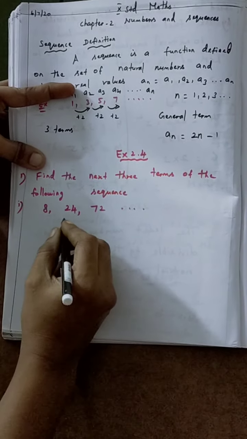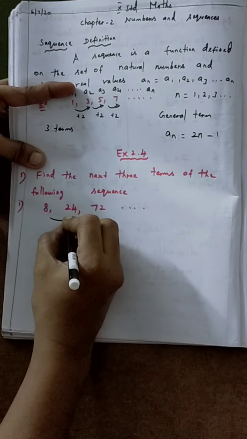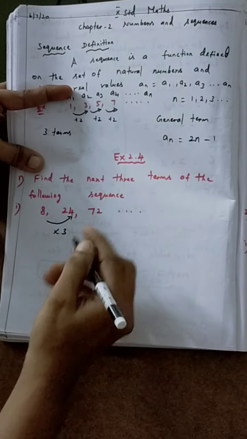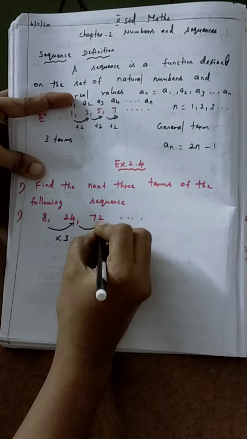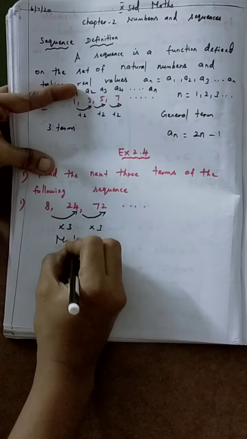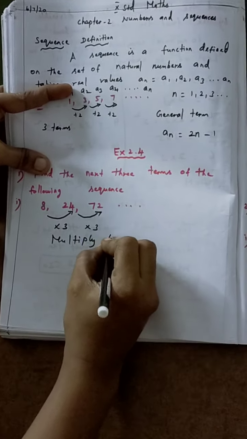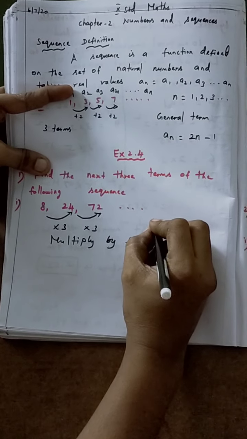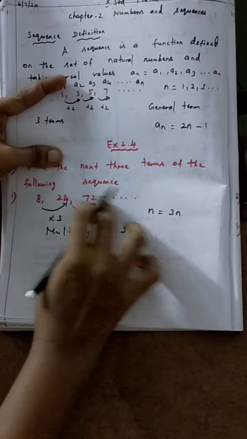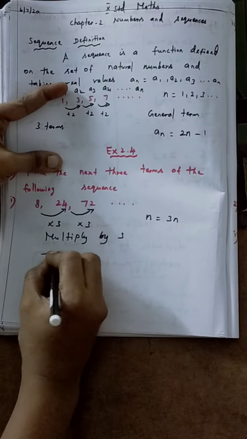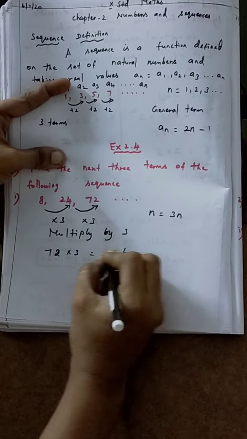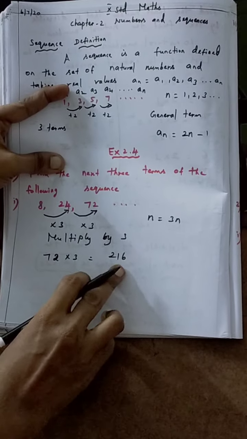First term is 8 only, next term 24 is given, so multiply by 3, so 8 3s are 24. Okay, the next term also multiply by 3. So each term is multiplied by 3 only. So the general term is an equal to 3n. So multiply and find out the next three terms. 72 into 3 equal to, 3 2s are 6, 7 3s are 21. So the fourth term is 216.